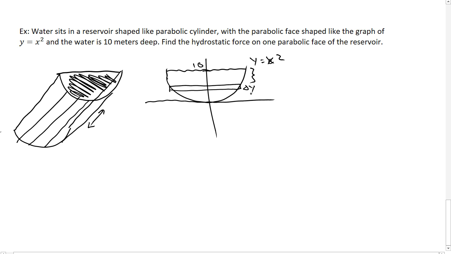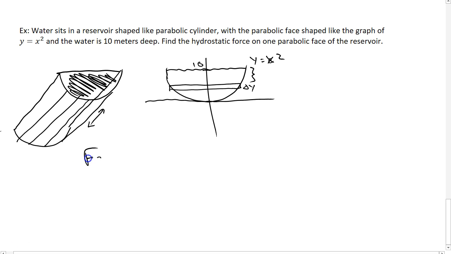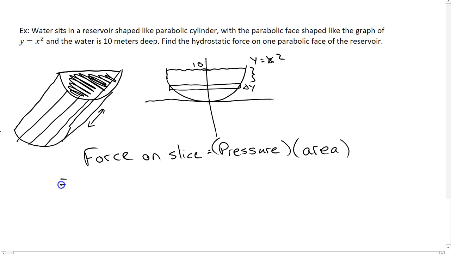So let's see. I have force on one slice equals the pressure times the area. Okay, so what is the pressure on one slice? Well, that's going to be that depth there. That is 10 minus y. So that's the height, and then times 9,800 newtons per meter cubed. I guess 10 minus y should be measured in meters, of course.